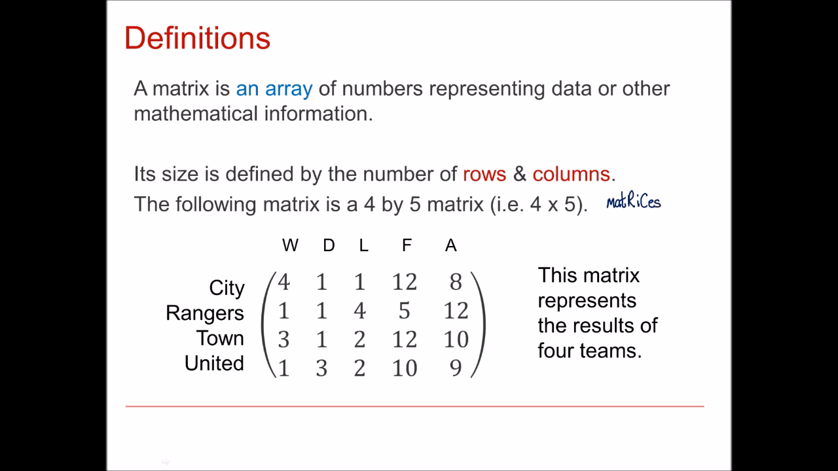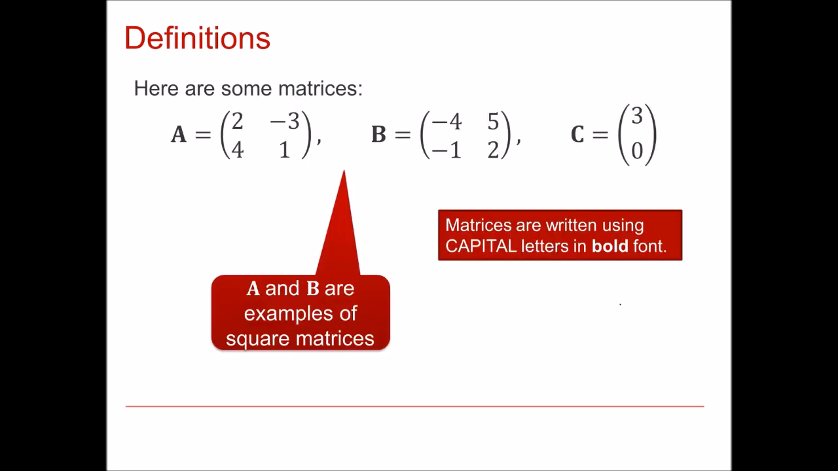This matrix gives us information about football results. Here are some more matrices. A and B are square matrices because they have the same number of rows as columns. In print, matrices are written using capital letters in bold font. In handwriting, strictly speaking, you should underline the letters to represent bold font.